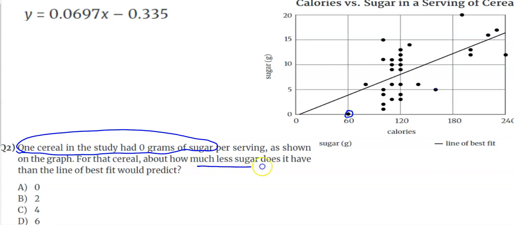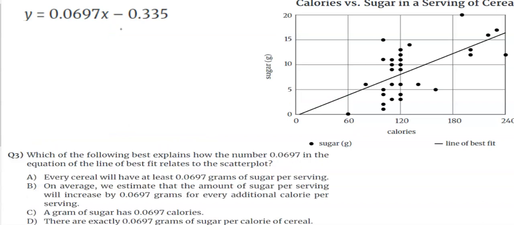How much less sugar does it have than the line of best fit would predict? Well, we know 60 calories is what we know. So if you go up to the line and then draw over, it looks like about 4-ish. Again, we could use that equation and plug in 60 right here for X, and we will get a much better estimate there for Y. But again, we're using the X values to predict the Y value.